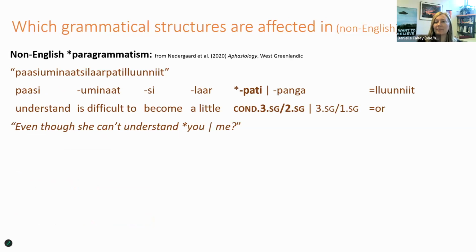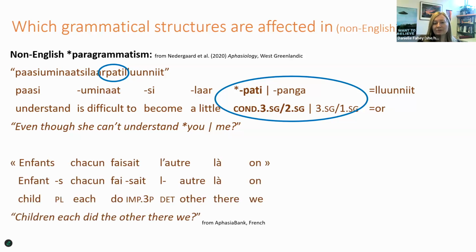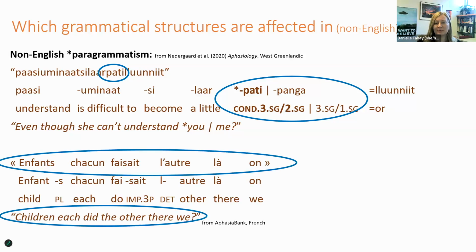So if we look at other languages, first off, paragrammatism is not a term that is used widely outside of English. So I have it starred here because Medigard et al. did not consider this example to be paragrammatic. We may or may not analyze it like this, but what this example shows is that rather than a reduction of elements, there is the selection of an incorrect element for the sentence context. And in another example in French, we can see what is traditionally our sentence monster. Children each did the other their work. And my French is terrible, so I'm not gonna try to butcher the pronunciation there.